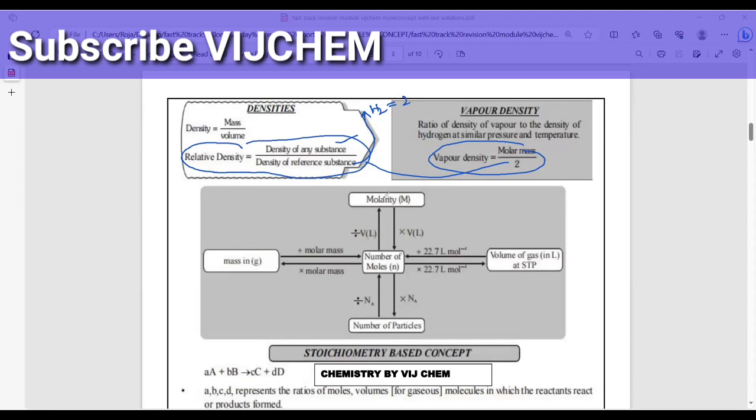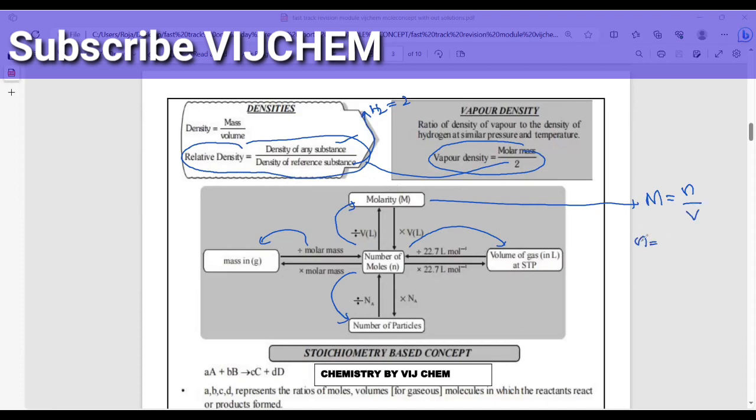So next, when you want to convert into mass, this is the formula. When you want to convert into molarity, this is the formula. When you want to convert into number of particles, this is the formula. When you want to convert into volume, this is the formula. Okay. So now how did this formula come? Simple. Molarity is equal to number of moles by volume.